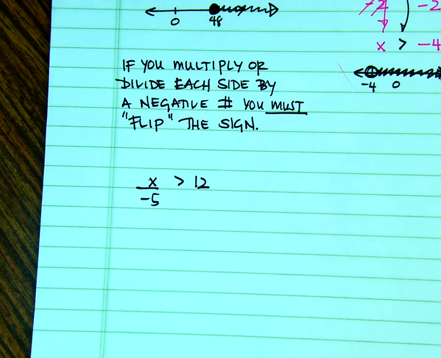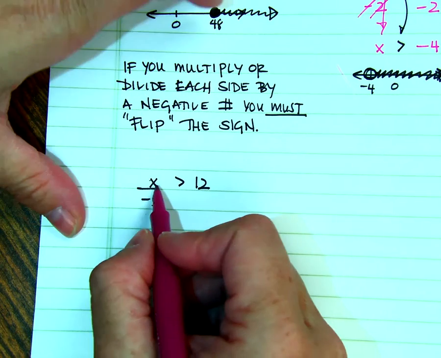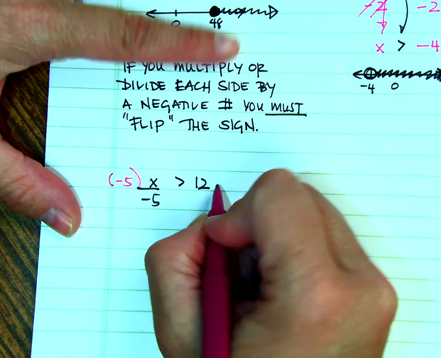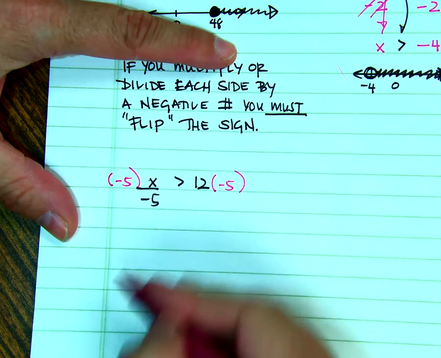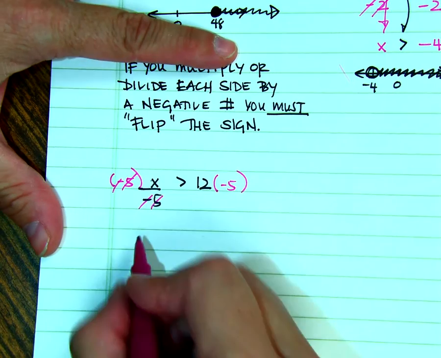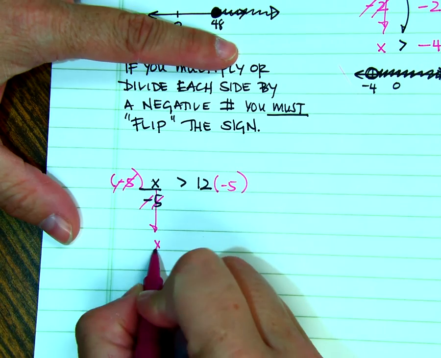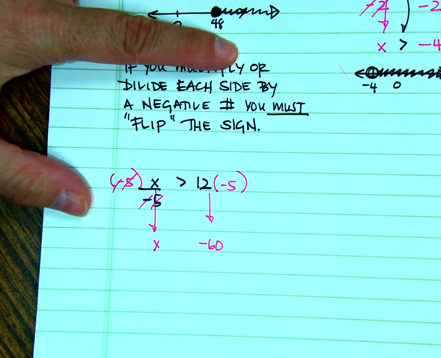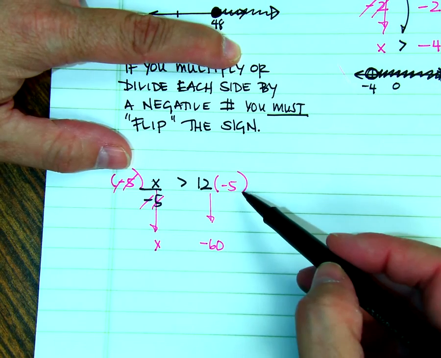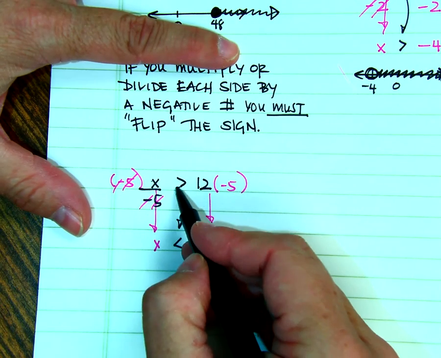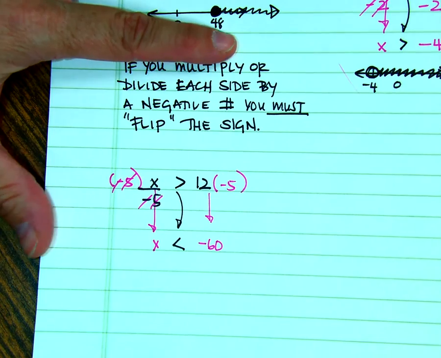Okay, so if we have this scenario, in order to get rid of the negative 5, I have to multiply both sides by negative 5. 5's cancel, negatives cancel. So in the following step, I bring down my x, bring down my negative 60. I just multiplied both sides by a negative, so I have to switch the sign from greater than down to less than, and then solve.